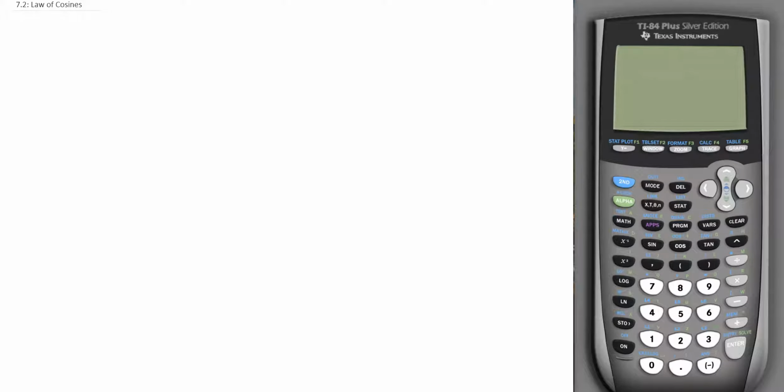Section 7.2, Law of Cosines. In the previous section, we covered law of sines. And we noticed how law of sines helps us to solve for a triangle, for an oblique triangle. Means it's not a right triangle. We can't use SOHCAHTOA.